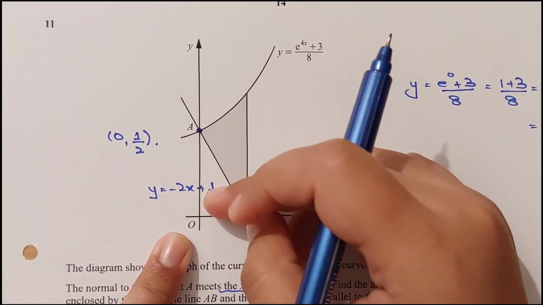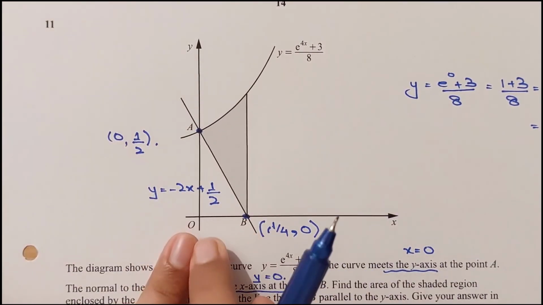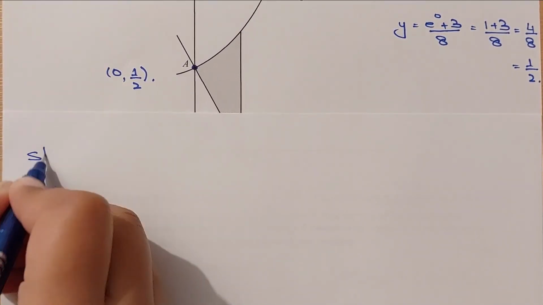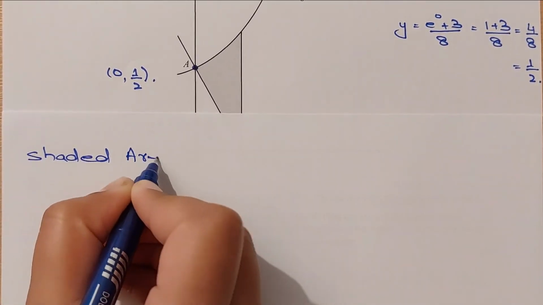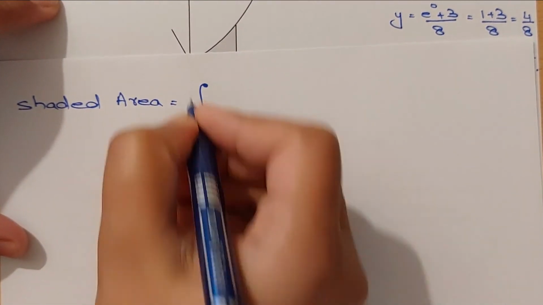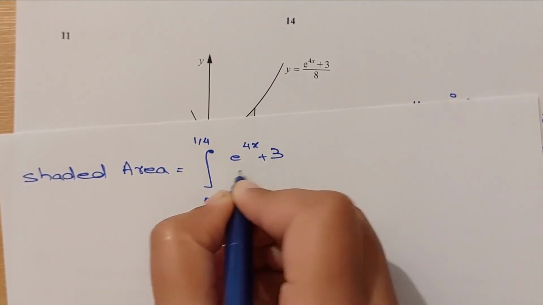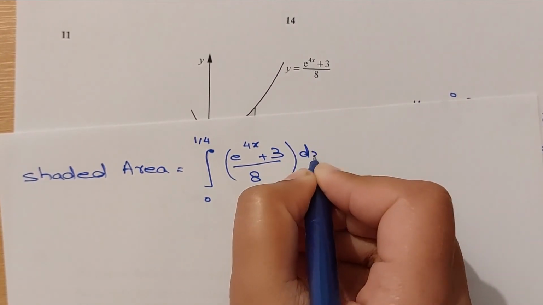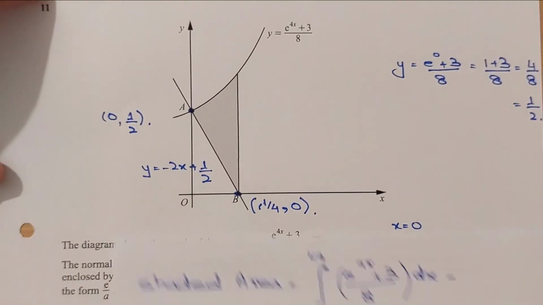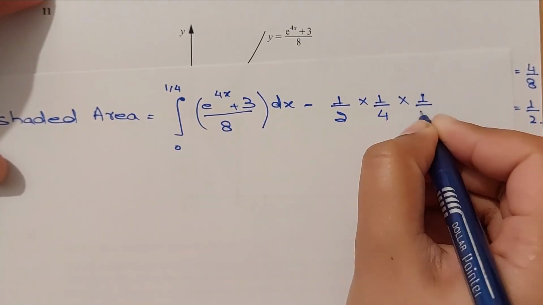But this portion is not shaded, so we have to subtract the area of the triangle. This is the triangle AOB. The base is 0 to 1 by 4, so 1 by 4 is the base and the height is 1 by 2, right? So let's do it. Now the shaded area is the area under the curve between 0 and 1 by 4, and the curve is this: the integral of (e power 4x plus 3) divided by 8 with respect to x, minus the area of the triangle. The triangle AOB has base 1 by 4 and height 1 by 2. The area of a triangle is half base times height, right?